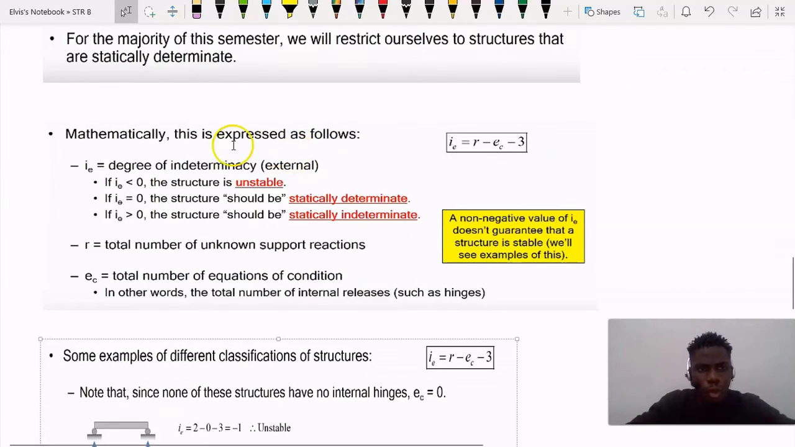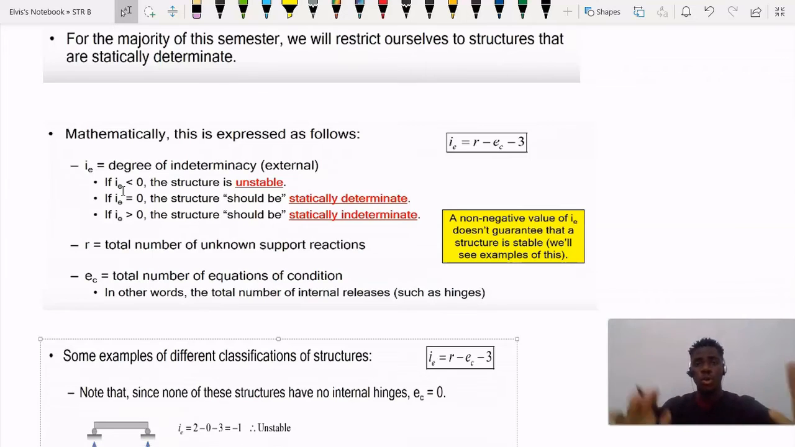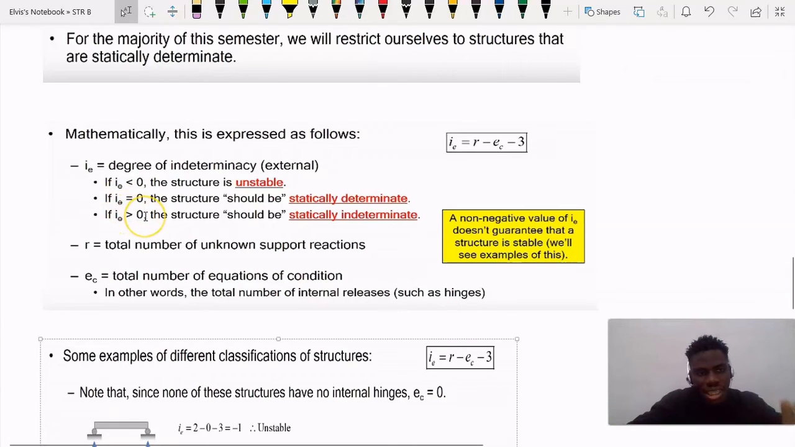If we have I sub E less than 0, the structure is unstable. Don't worry, guys, you are going to understand this better very soon. If we have I sub E equal to 0, this structure should be statically determinate. And if we have I sub E greater than 0, the structure should be statically indeterminate. Now, guys, if you take a look at this equation, we're having I sub E.